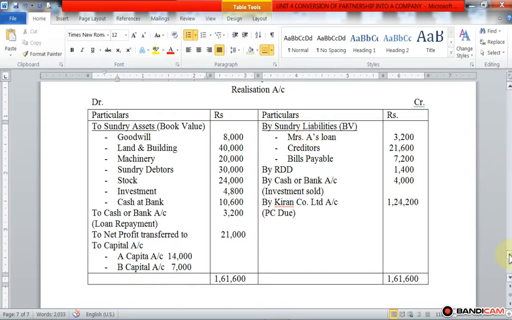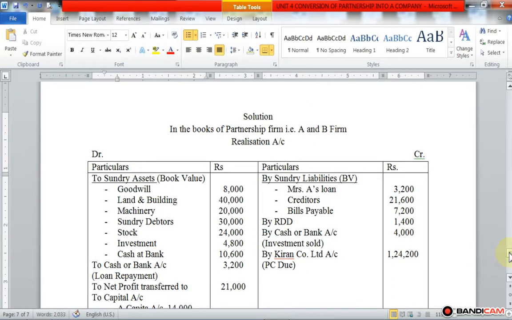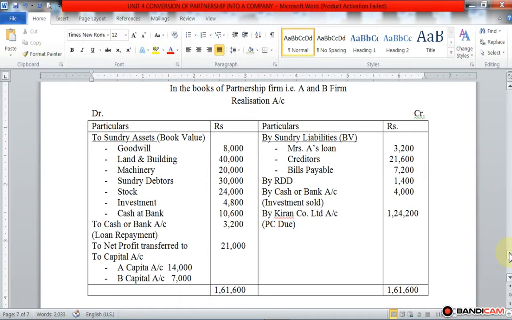So here we prepare a realization account. You understand the preparation of realization account. It is not hard. We prepare only the realization account, and we transfer all assets and all liabilities at book value, then we sold out the investment, then we repay the loan, then make an entry of purchase consideration due or receivable. Very easy, we prepare only one account.